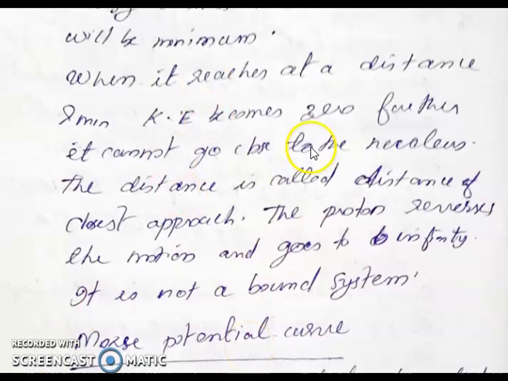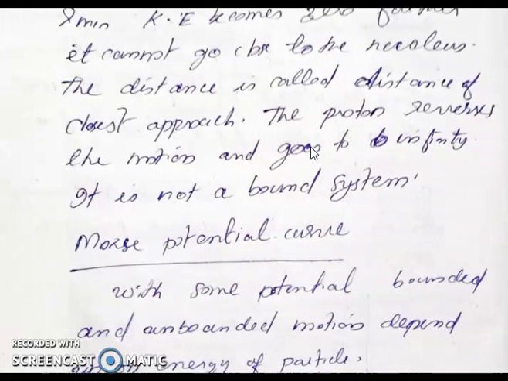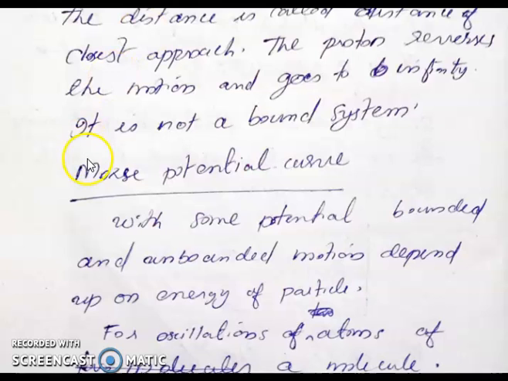Next we will look at the Morse potential energy curve. Morse is the name of the scientist. With some potentials, bounded and unbounded motion depend upon the energy of the particle. Whatever the energy is, on the basis of that we can say whether the system will form a bound system or an unbound system, and thereby we can discuss the formation of molecules. That is what we will discuss in this session.